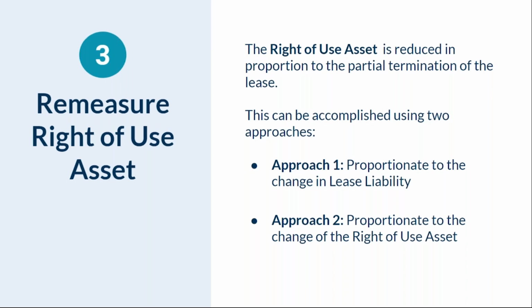The third step required is to remeasure the right of use asset so that the modified asset is reduced in proportion to the partial termination of the lease. The right of use asset is reduced to represent the decreased rights to the underlying asset. Under ASC 842, 2 different approaches for reducing the right of use asset are allowed. The first one is to calculate the new right of use asset using the proportionate change in the lease liability, and the second one is to calculate the new right of use asset using the proportionate change in the right of use asset itself.